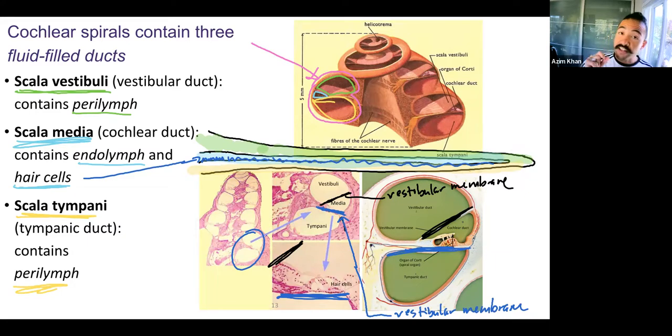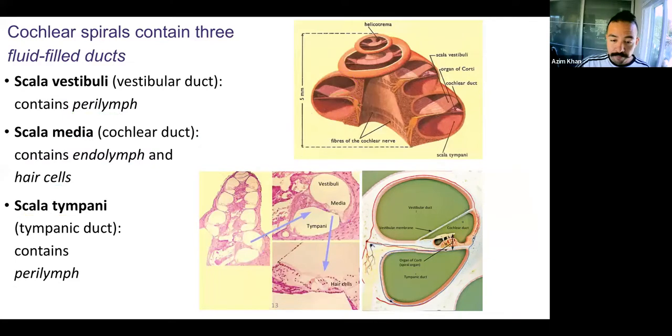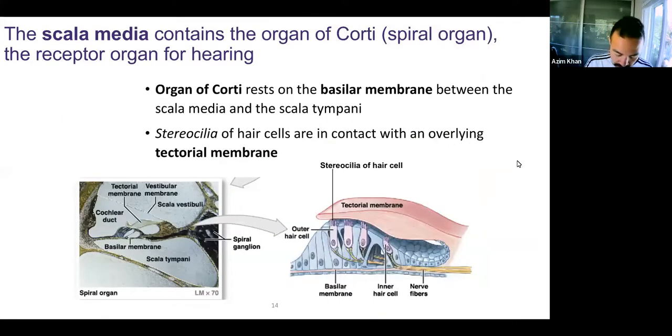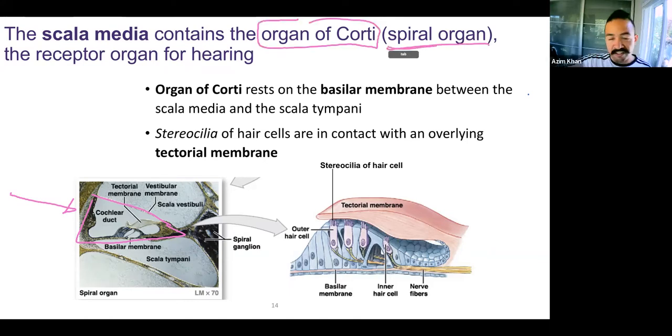Let's take a closer look at scala media, since this is where we actually detect those fluid waves which came from sound waves. Within scala media, which once again is this space right here, there is a bunch of cells, and collectively those cells are known as the organ of Corti, or you might see it called spiral organ because it's in the spiral. They contain the hair cells, receptors for hearing.